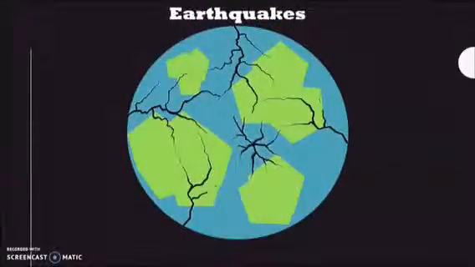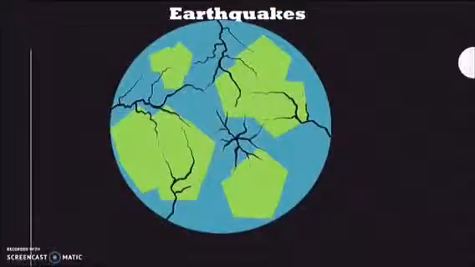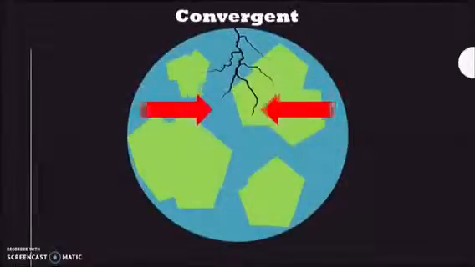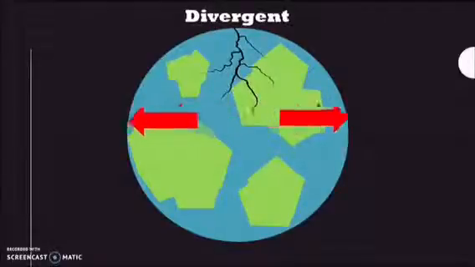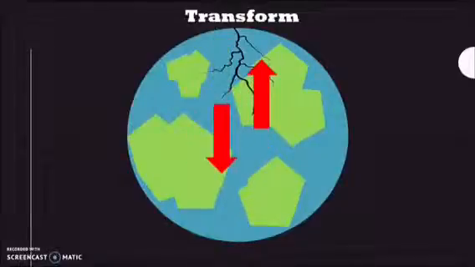Now first, we need to understand what an earthquake is. An earthquake is when there is a sudden or rapid movement of the Earth's crust. Earthquakes are caused by the movement of the Earth's plates. Now, there are three different types of plate boundaries. Convergent is when two boundaries push together. Divergent is when two boundaries pull away from each other. Now, transform boundaries is when two boundaries slide past each other.